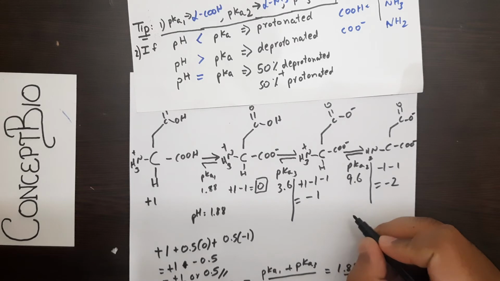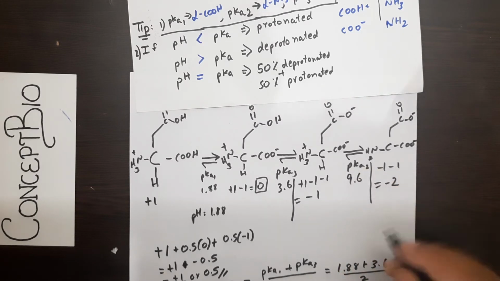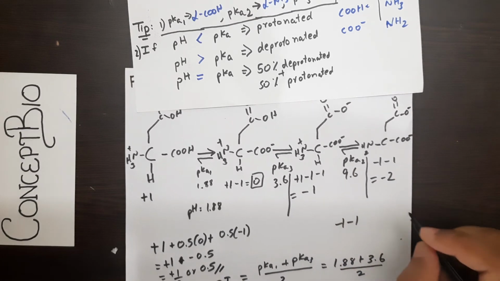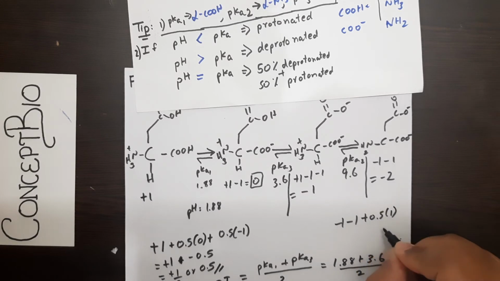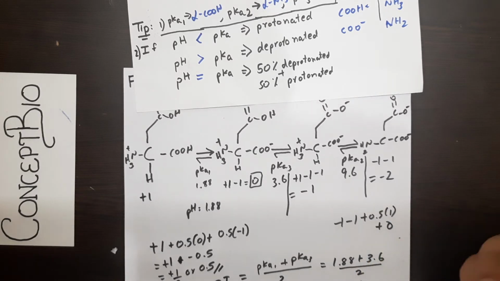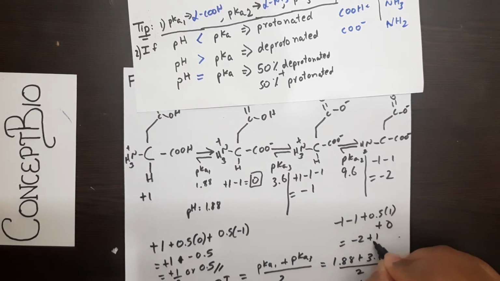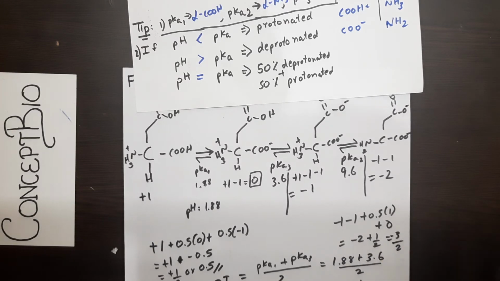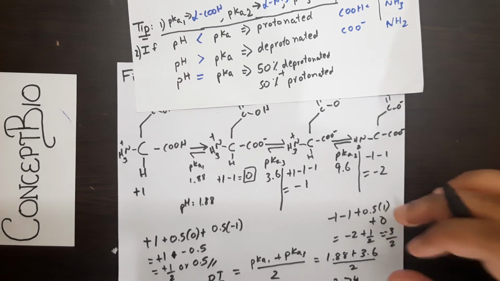So if I look at pKa2 in this criteria, we have already crossed from here to here, so we are already having 2 minus 1s from the carboxyl groups, then plus 0.5 positive from the amino group, that's plus 1, plus 0, because 0.5 into 0. So we'll be getting minus 2 plus half, that's equal to minus 3 by 2. So I hope you understand. This is for aspartic acid.